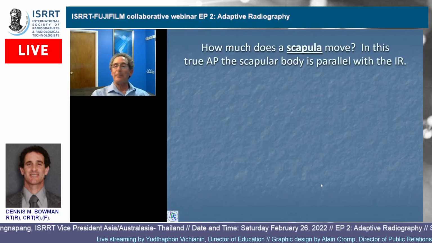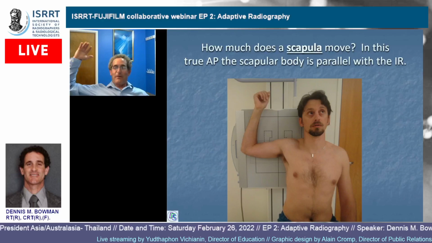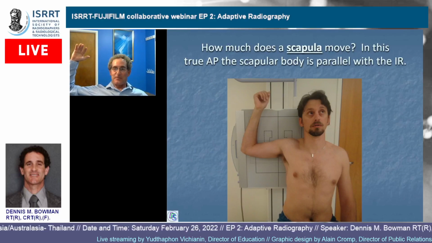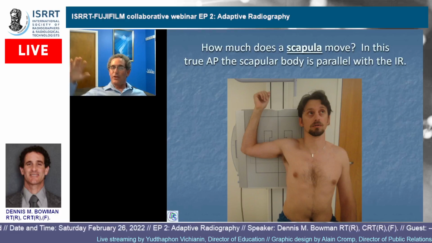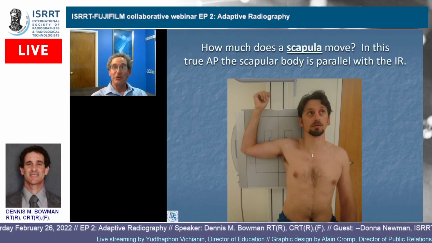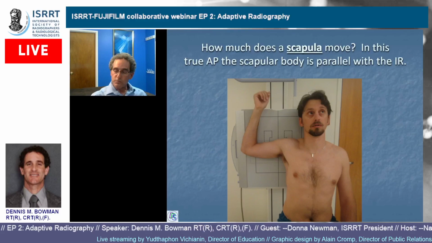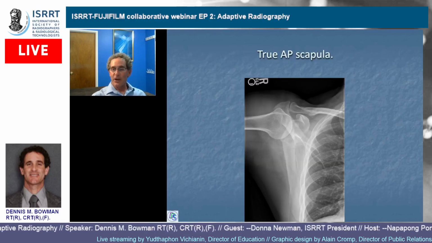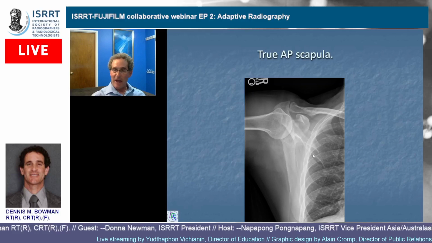Now, how much does a scapula move is what we're going to talk about now. So, again, remember this is how you do an AP scapula, right? So in the AP, arms over and up like that, so that the scapula is parallel with your IR, which is your image receptor. Going to take a quick little hit here. And it looks like this. So here's your scapula. And you can see that half of it's sort of in the lung field, half of it is not.